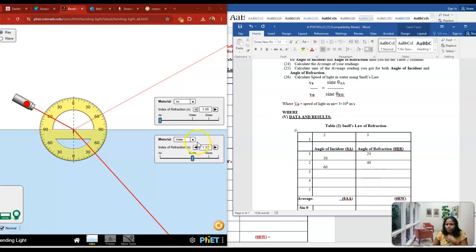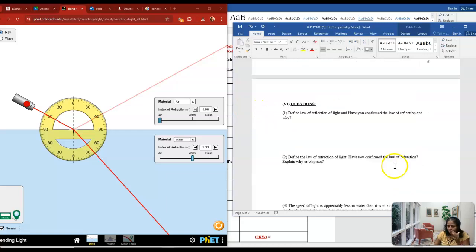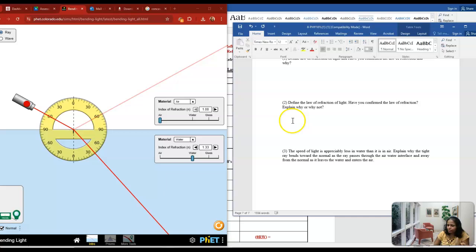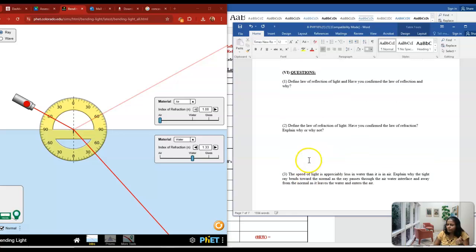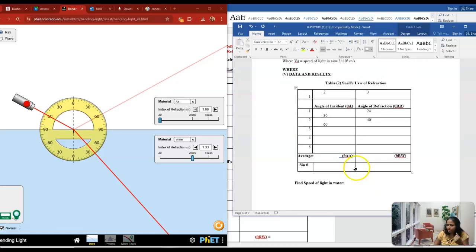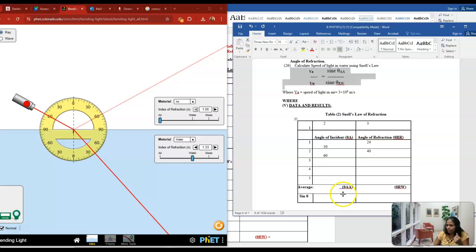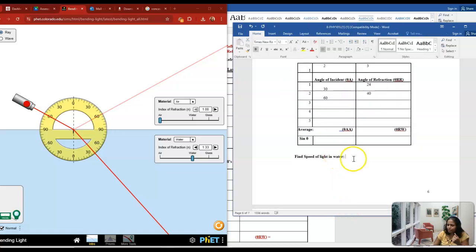Okay, so I want you to keep changing the angle, and I want you to note down the angles. So this is done. I want you to continue to do that, and based on the observations, I want you to answer these questions, like what is law of reflection, what is refraction, what's happening in the experiment. You're going to answer these questions based on the theory. You have it right there, and based on this formula, you're going to enter these values, and you're going to make it average, and plug in those numbers right here, and then you're going to find out the speed of the light in water.